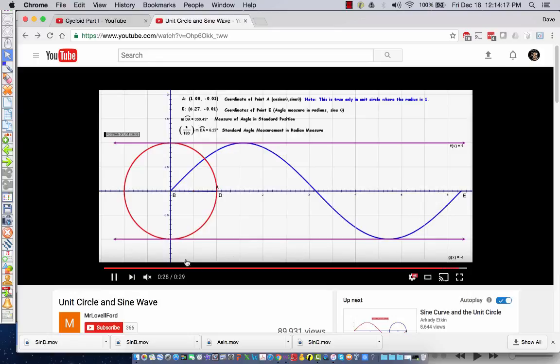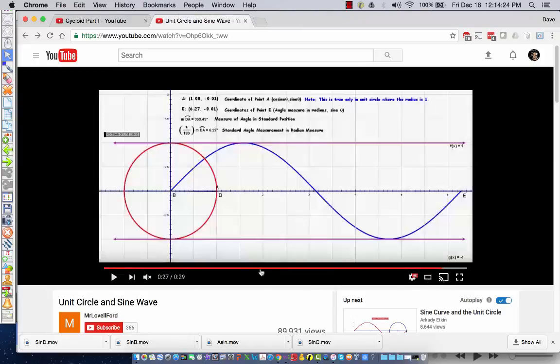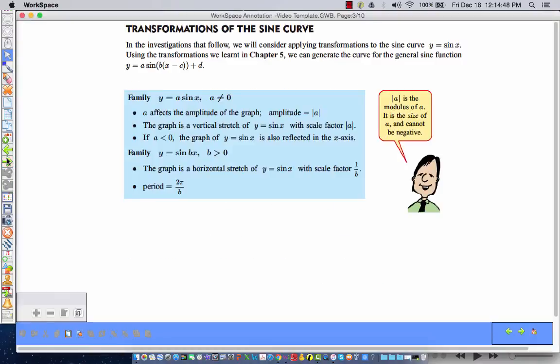So 6.28, that's about right. Let me go back to that. Here's the end. So it rotated all the way around. Remember, the x-axis was the size of the angle from pi over 4, pi over 2, pi, 3 pi over 2, all the way to 2 pi here, plotting those points. And we are going to do that by hand. So let's get to it.